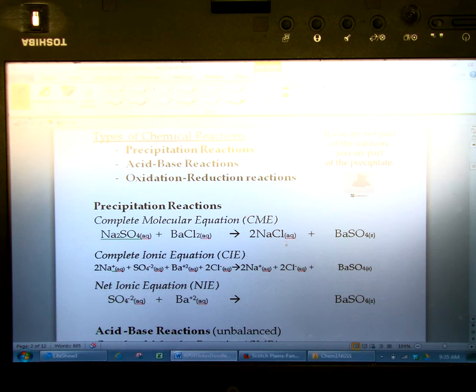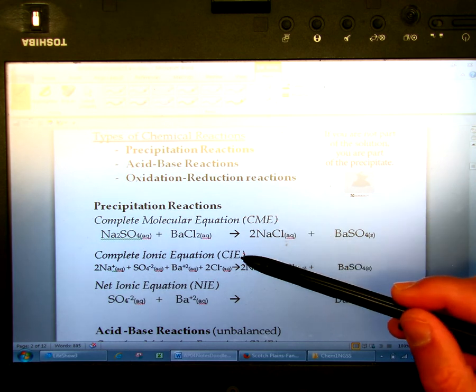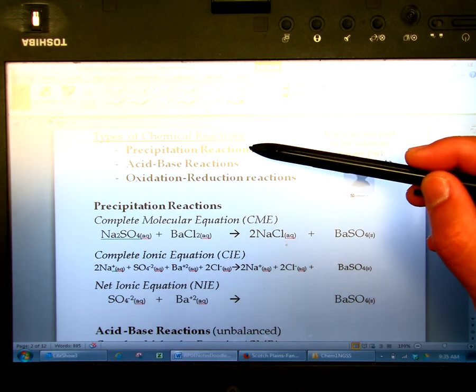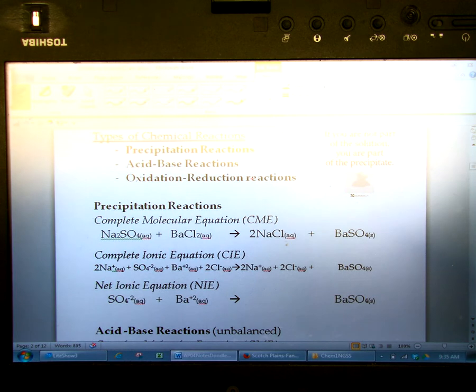Now we're going to be looking at page 2 of the Chapter 4 AP packet, and we're going to be going over how to write complete molecular equations, complete ionic equations, and net ionic equations. And these can be done for precipitation reactions, acid-base reactions, and oxidation reduction reactions.